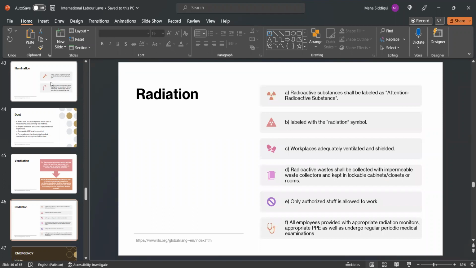Radiation. Radioactive substances shall be labeled as attention radioactive substance, labeled with the radiation symbol. Workplaces shall be adequately ventilated and shielded. Radioactive waste shall be collected with an impermeable waste collector and kept in lockable cabinets or rooms. Only authorized staff is allowed to work. All employees shall be provided with appropriate radiation monitors and appropriate PPE, as well as undergo regular periodic medical examinations.